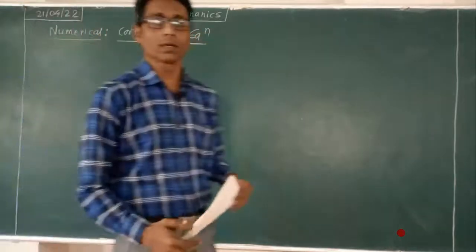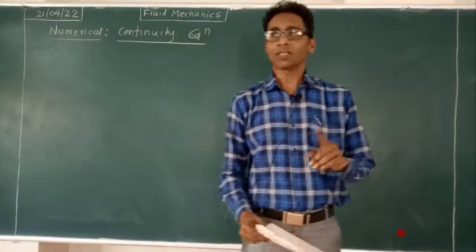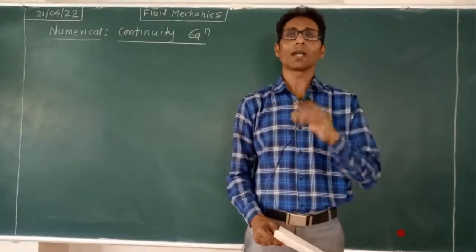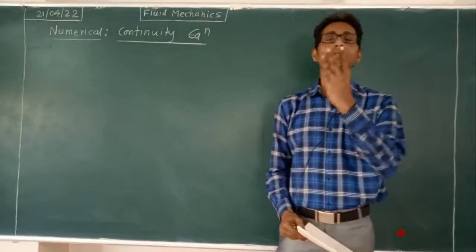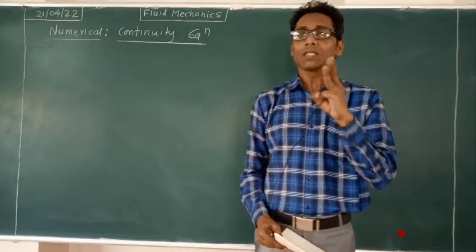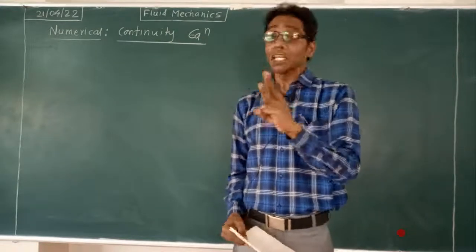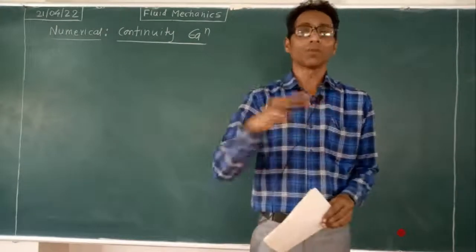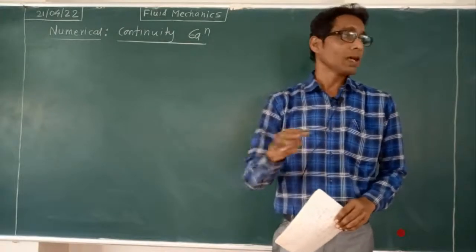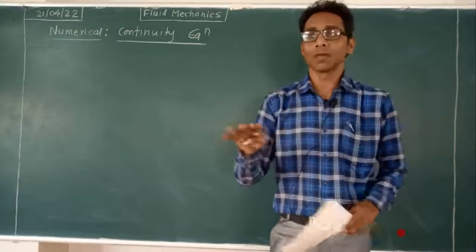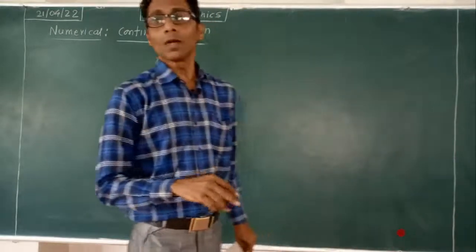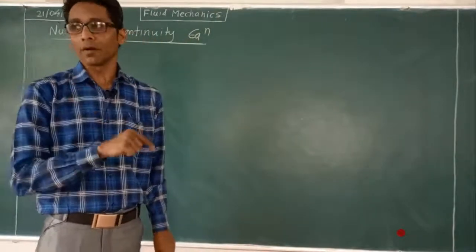The 3-dimensional continuity equation: ∂u/∂x plus ∂v/∂y plus ∂w/∂z is equal to 0. When this continuity equation is satisfied, we say that the flow is possible. 3-dimensional flow is possible, and this is applicable for water, meaning incompressible fluid. Here we are going to see numerical on whether the continuity equation is satisfied or not.